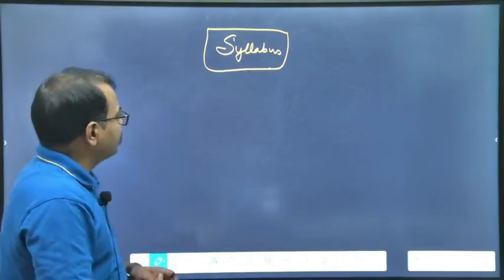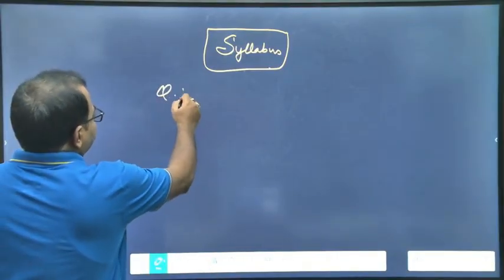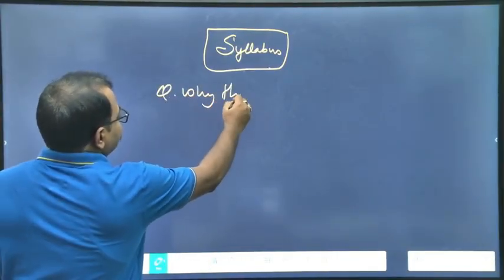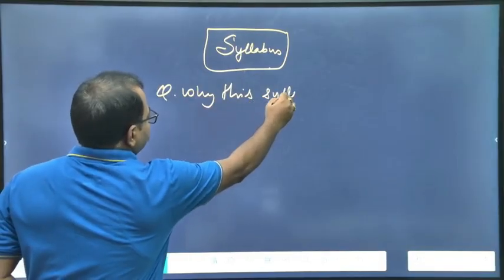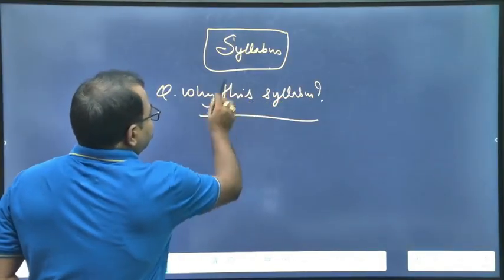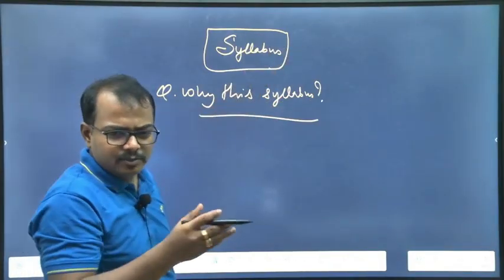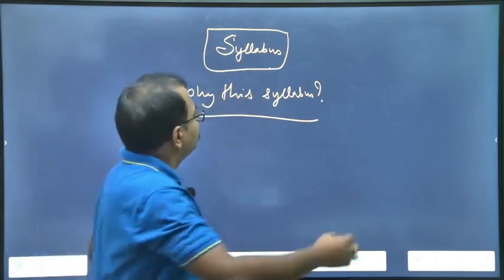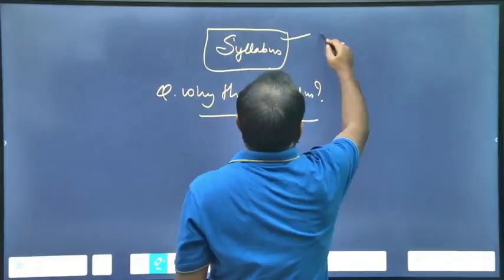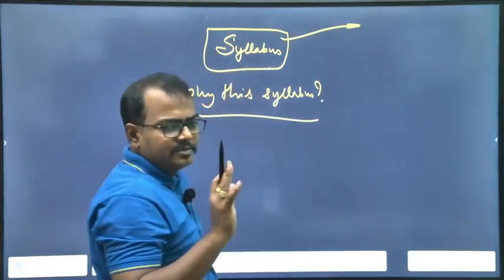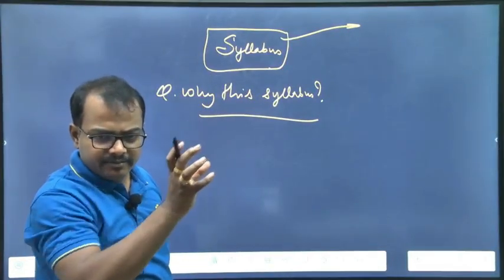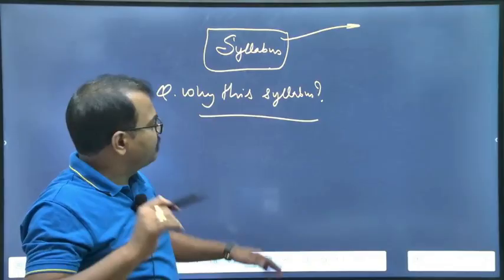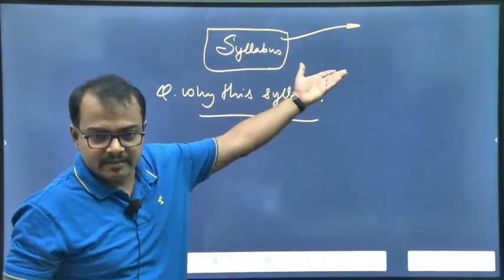You should be asking why this syllabus? You ask this question. I will tell you roughly what is in the syllabus so that we can ask why this particular syllabus is given. So I will write here that in the syllabus you will come across broadly 10 different subjects, and then we will ask the question why these 10 subjects.